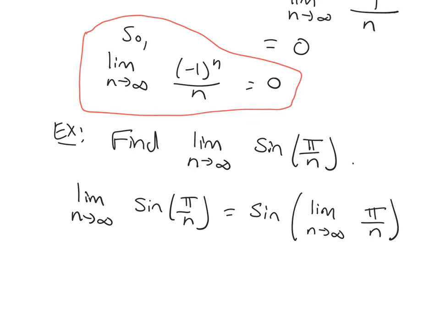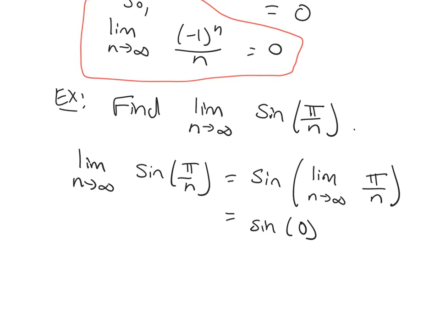What's the limit of pi over n? 0, right? The numerator's fixed, the denominator gets really large, so you're going to get 0. And what's sine of 0? 0. So that's my limit right there. Okay. And this works with any kind of continuous function. So if you had natural log instead of sine, you could also bypass that. Cosine, yeah. As long as you have a continuous function, the limit can essentially bypass and just go onto the inside.